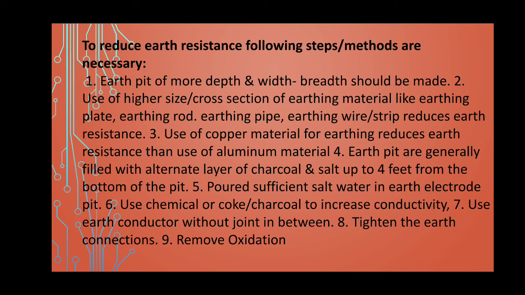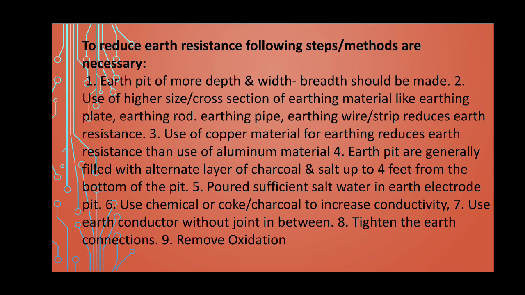Which are these methods? We have to repeat again. The earth pit of more depth and width should be made available. Then use a higher cross-section of the earthing material like earthing plate, earthing rod, earthing pipe, earthing wire, earthing strip. These are used to reduce the earth resistance. Use of copper material for the earthing to reduce the earth resistance. Then use of aluminum material is also used to reduce the earth resistance.